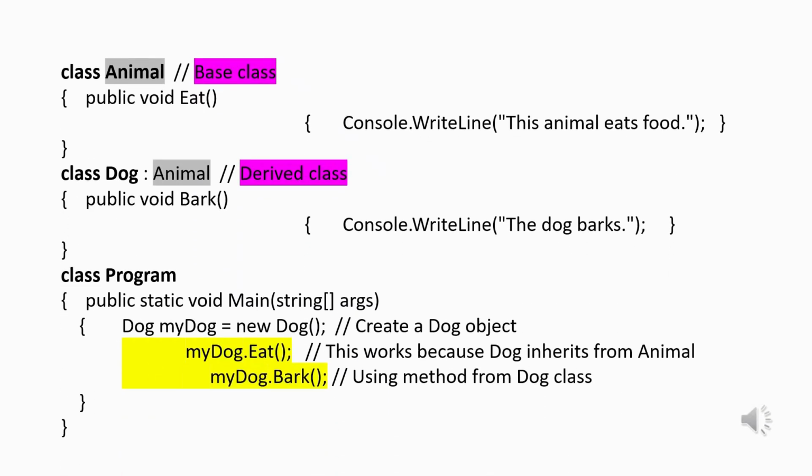The real-world example: let's consider two different classes, base class Animal and derived class Dog. Dog does not have its own eat method, but Dog inherits from Animal, so it automatically gets access to the eat method. That's why myDog.eat works even though eat is not defined in the Dog class. This demonstrates code reusability. No need to write eat again in Dog.